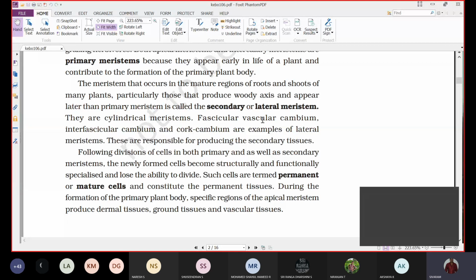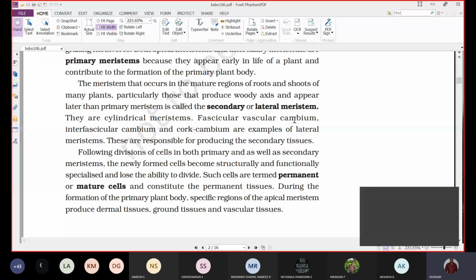Examples: fascicular vascular cambium. Fascicular vascular cambium means the cambium which is present within the vascular bundles, that is xylem and phloem, the vascular tissues. Cambium here means meristem, which has the ability to undergo cell division. That is what we call a cambium. The cambium which is present in the vascular bundles, we call the fascicular vascular cambium.